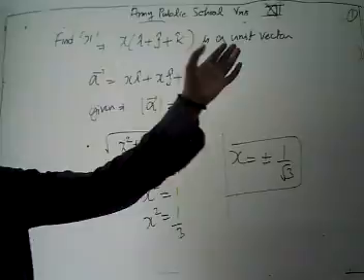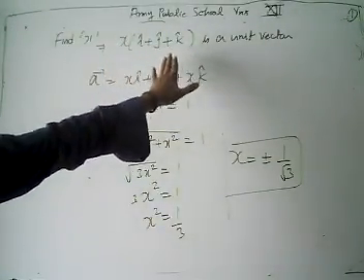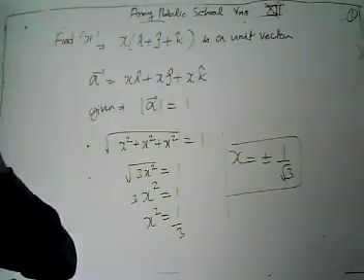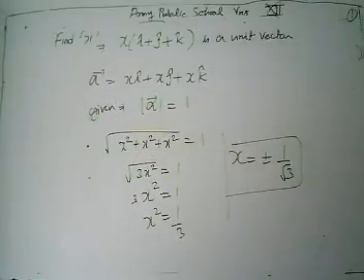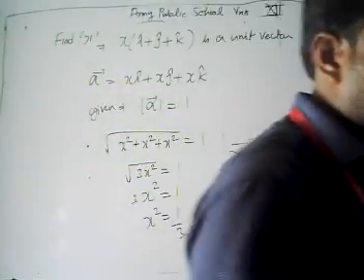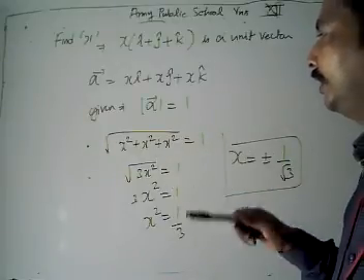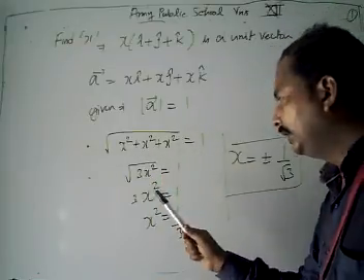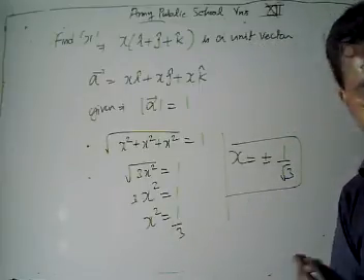We have been asked to find the value of x for which x i cap plus j cap plus k cap is a unit vector. Since we represent it by vector A, and vector A is a unit vector, its magnitude is equal to 1. Then we find its magnitude: under root x square plus x square plus x square equal to 1, means 3x square is equal to 1, x square equal to 1 by 3. Then we get the value of x is plus minus 1 by root 3.